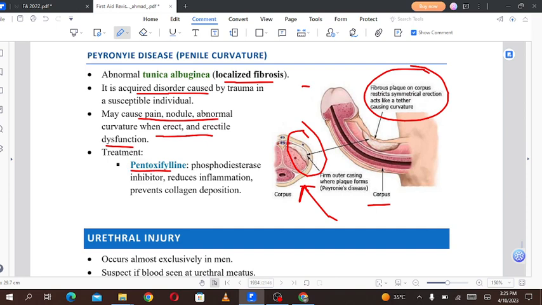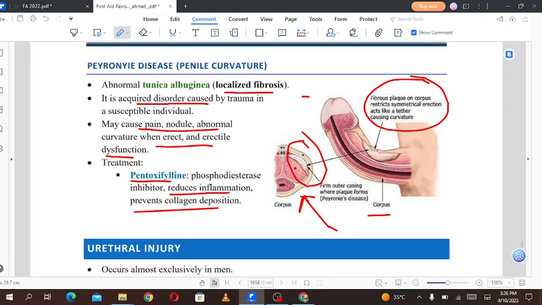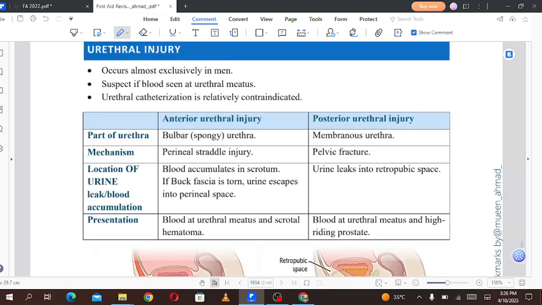Okay, so what does that do? Pentoxifylline is a phosphodiesterase inhibitor. It reduces the inflammation and prevents the collagen deposition. So pentoxifylline is used for the treatment of Peyronie disease. Then we will move forward to urethral injury.